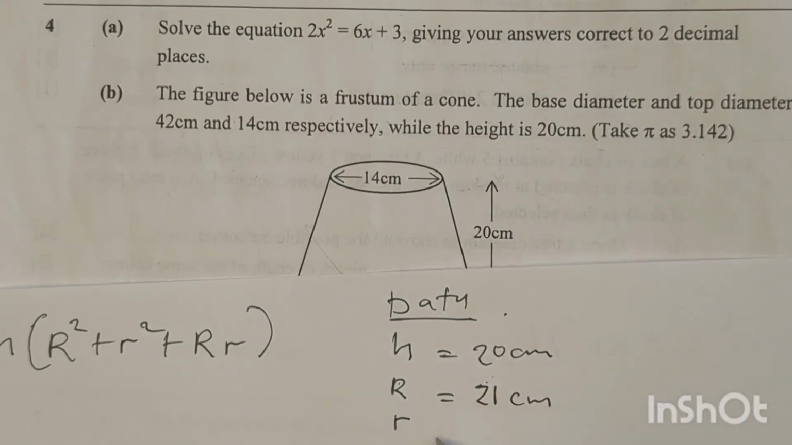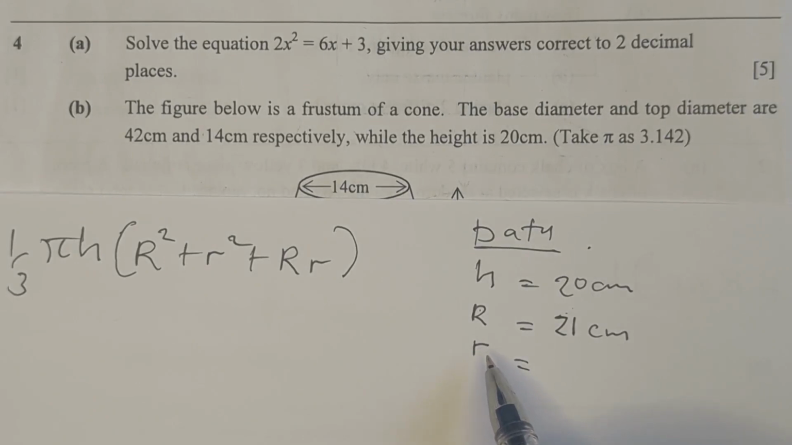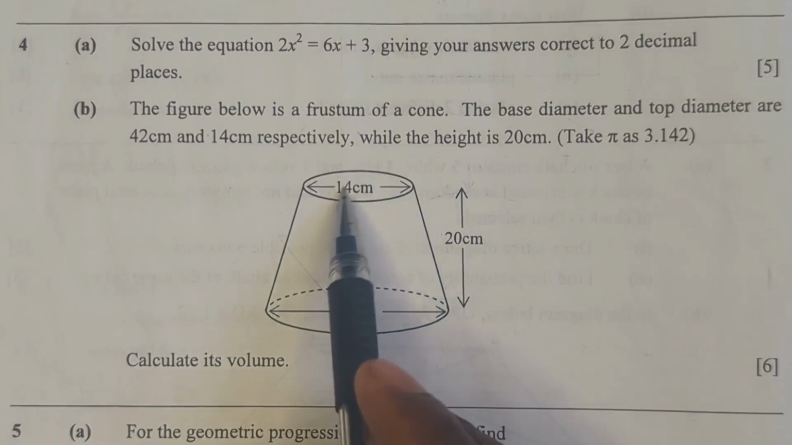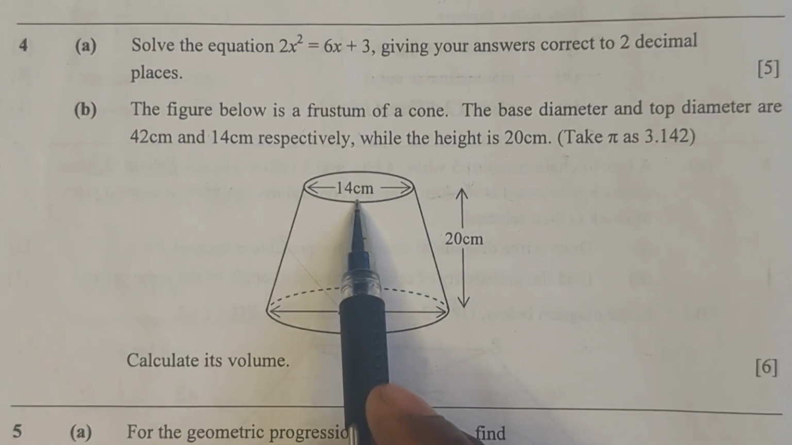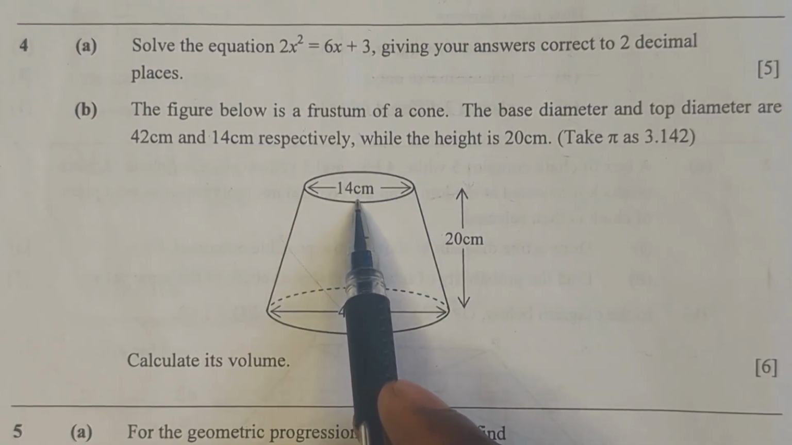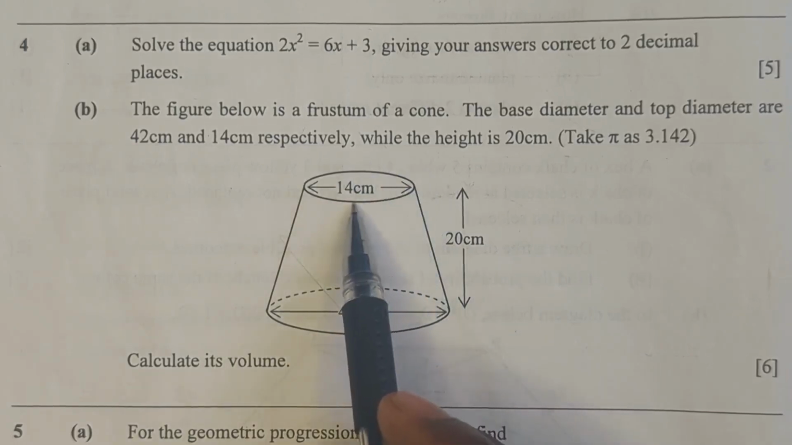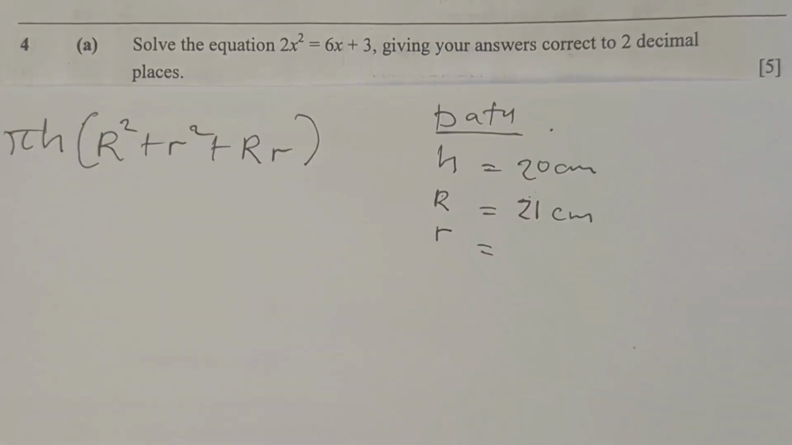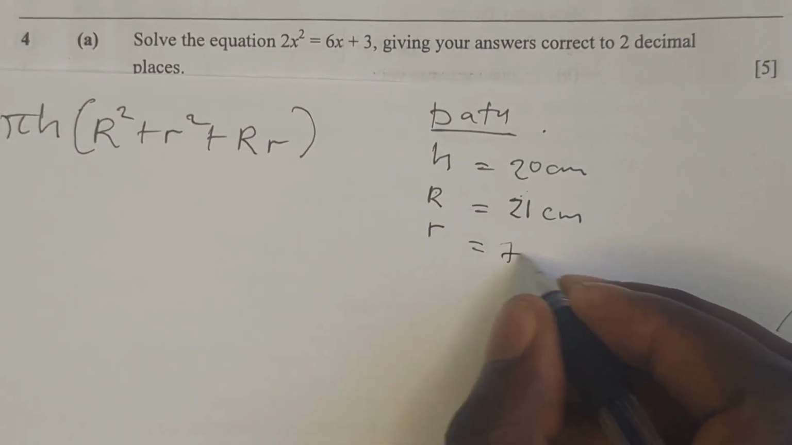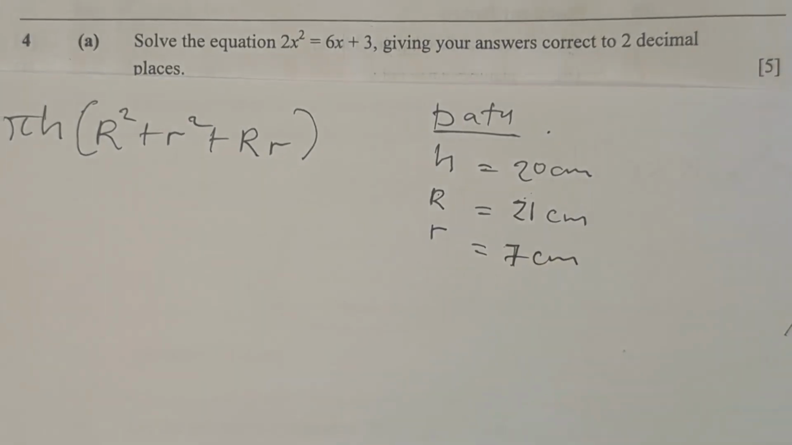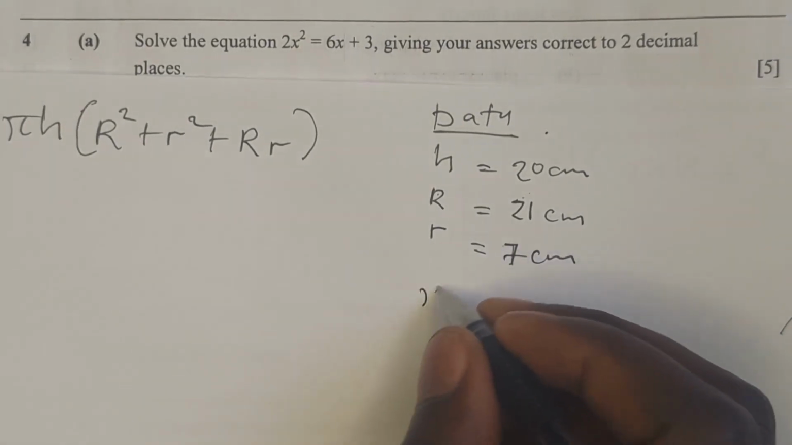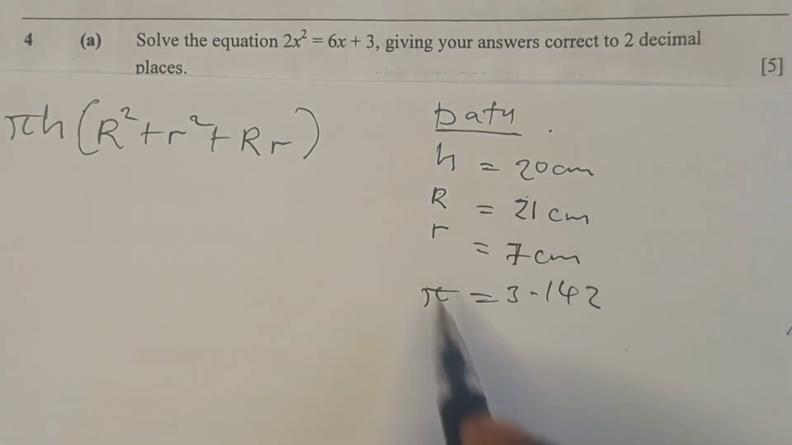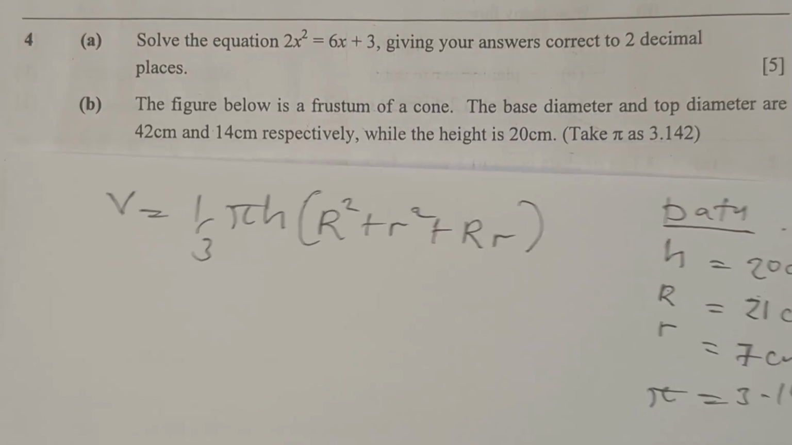21 centimeter. So small letter r represents the radius of the small base. Here we've been given the diameter to be 14, and the radius is half of the diameter. So this 14, we are going to divide it by 2. If we divide 14 by 2, we get 7 centimeter. The pi, they are saying we use 3.142.